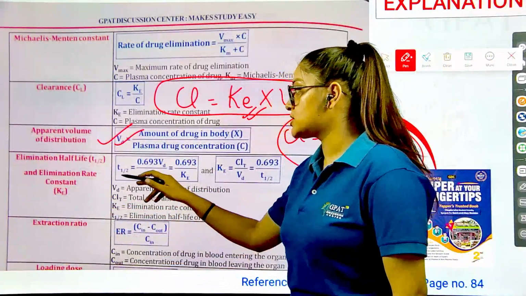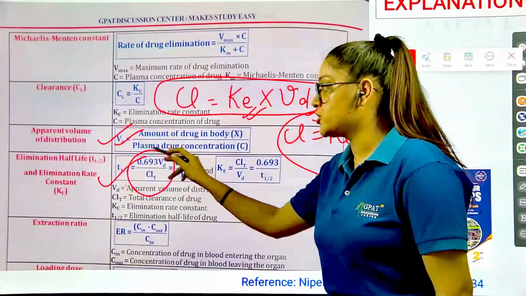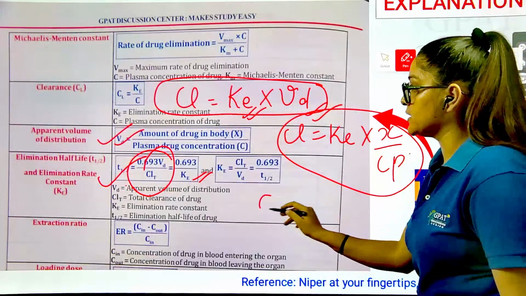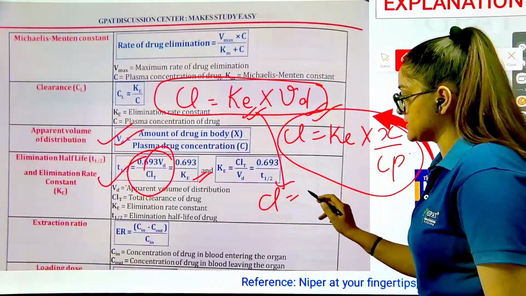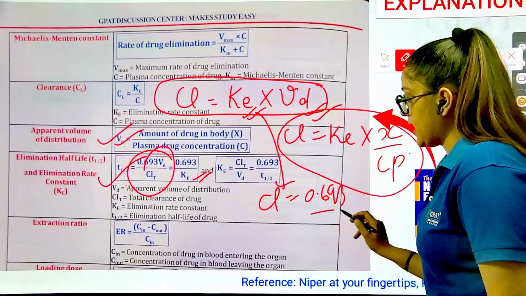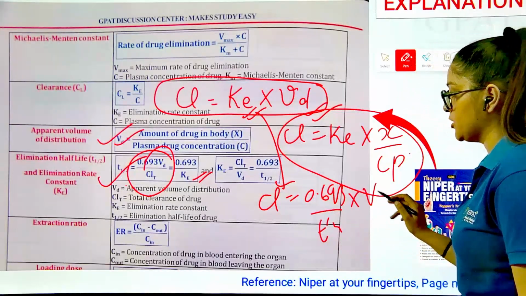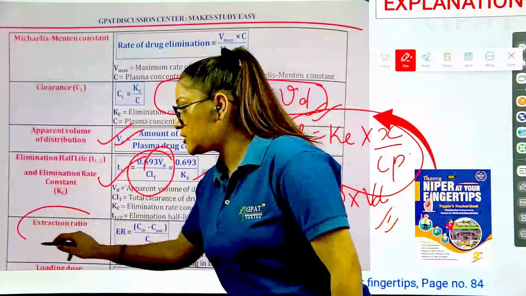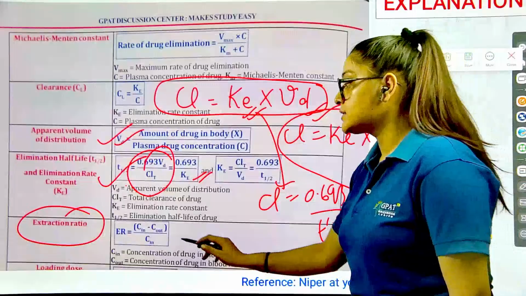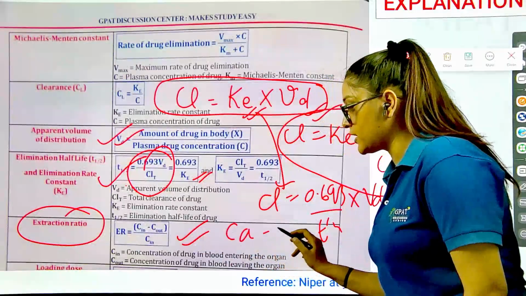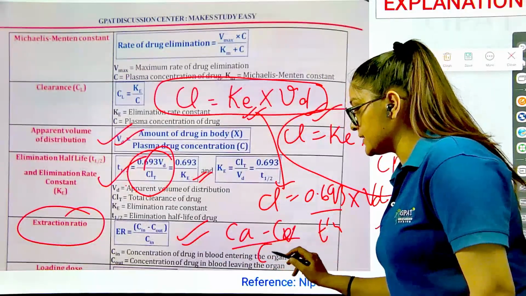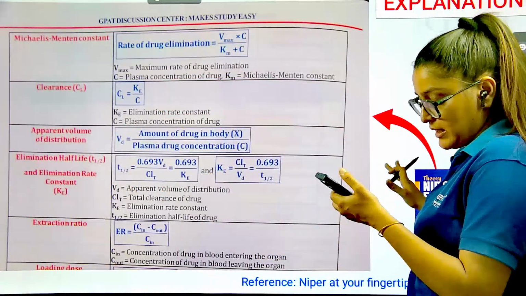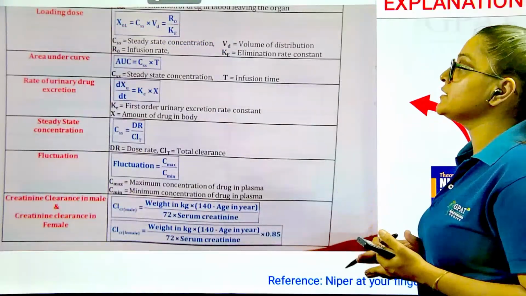Then we have elimination half-life for the first order, which will be 0.693 upon Ke. This can be substituted again as 0.693 upon T half into volume of distribution. That is how the questions can be switched. Last but not the least, we have the extraction ratio. The extraction ratio will be concentration of drug in versus out, right? So note this down also. Sometimes direct formula based questions are asked. Okay, next question, let's move on.